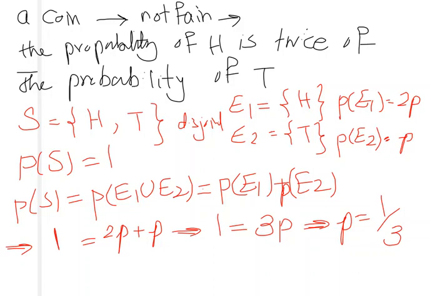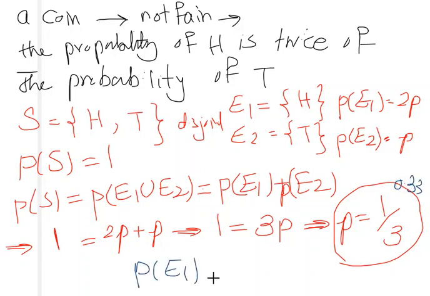So the probability of T or E2 is 1 over 3 or 0.33, and the probability of E1 is 0.67 or 2 times 0.33.